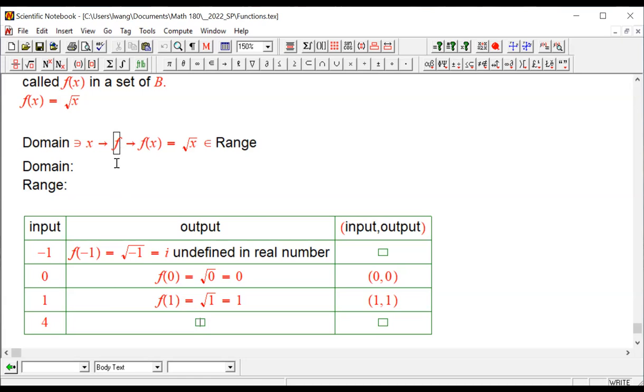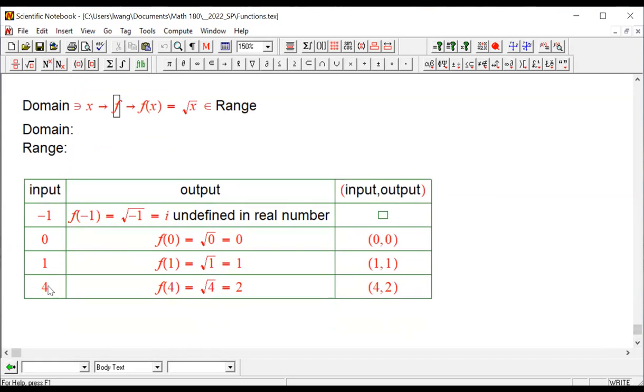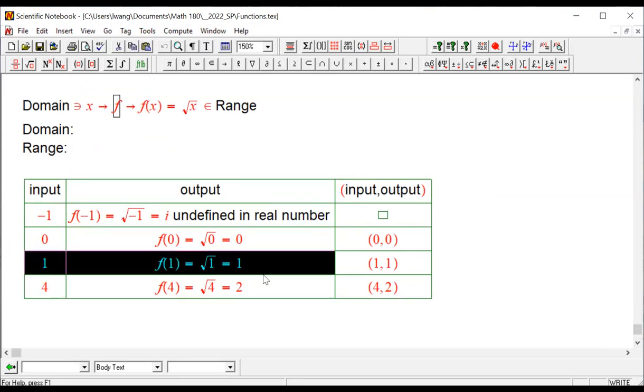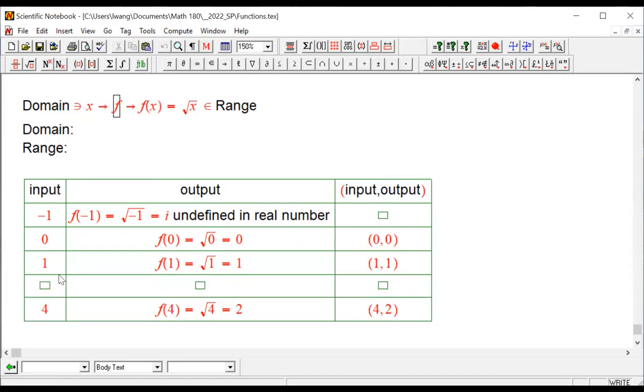There we go. For input equal to 4, the square root of 4 equals 2. So we got another point. Feel free to choose more points, fractions, decimals, if you wish. For example, I can choose a decimal number, say 2.25. So when the input is 2.25, what will be the output?